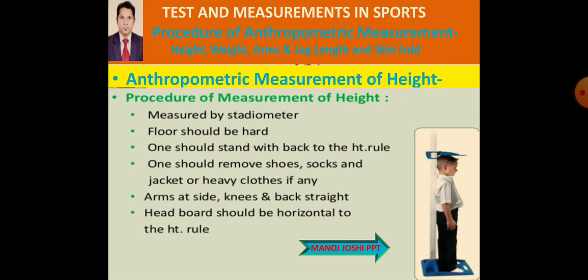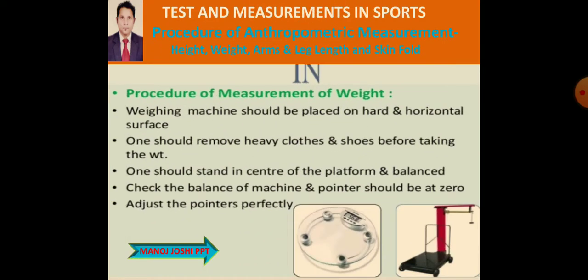So this is the procedure of measuring the height. Wherever the adjuster is, that height is marked and noted down, and the height can be measured in centimeter, meter or feet by the stadiometer. Now the procedure of measuring weight.